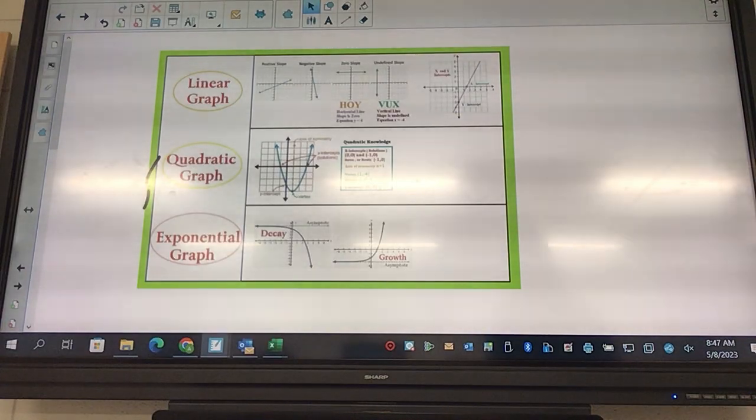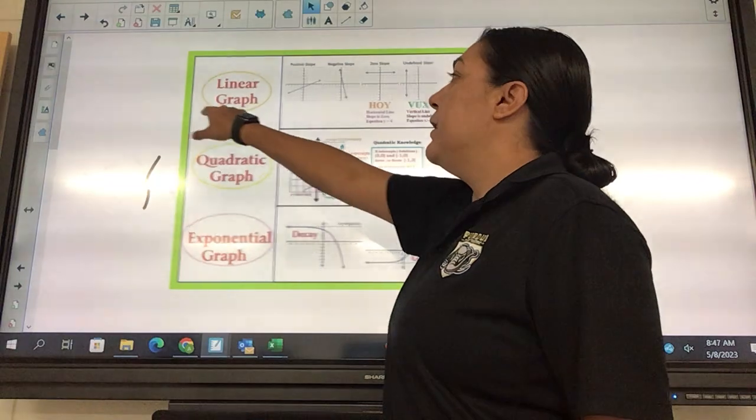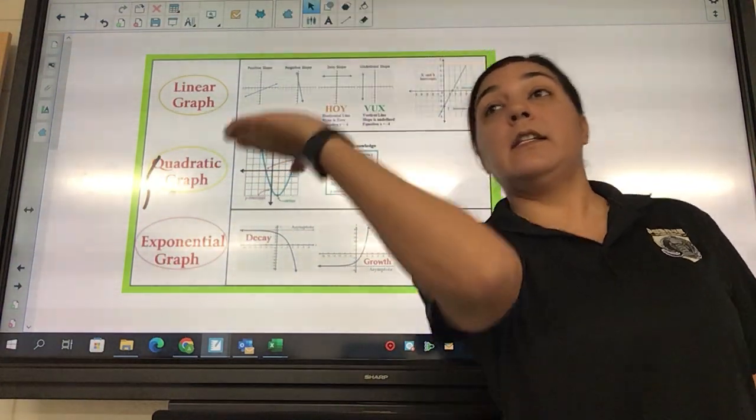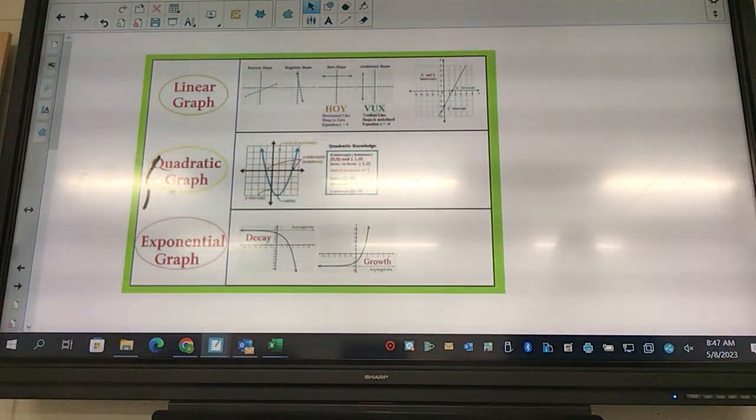To graphs you're going to see habitually, the first being linear. You guys have all done these before. A linear graph looks like a line. It can be straight up and down or sideways, but it's a line. There are no curves in it.